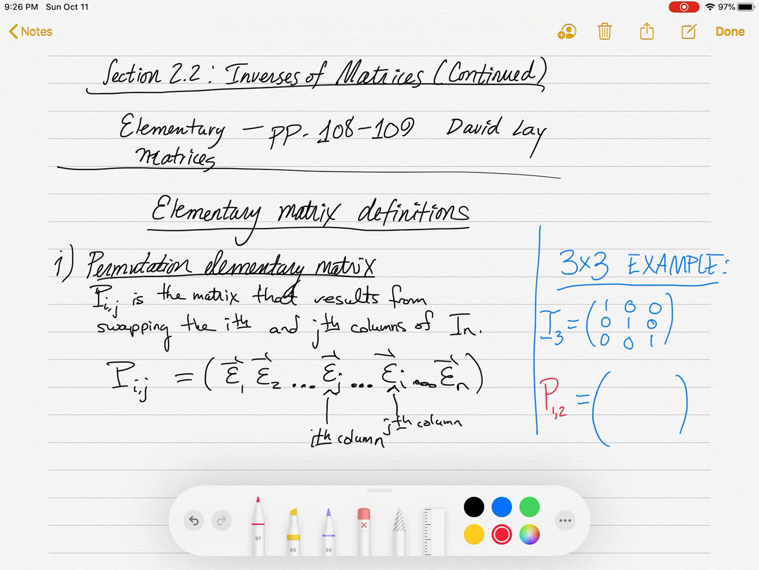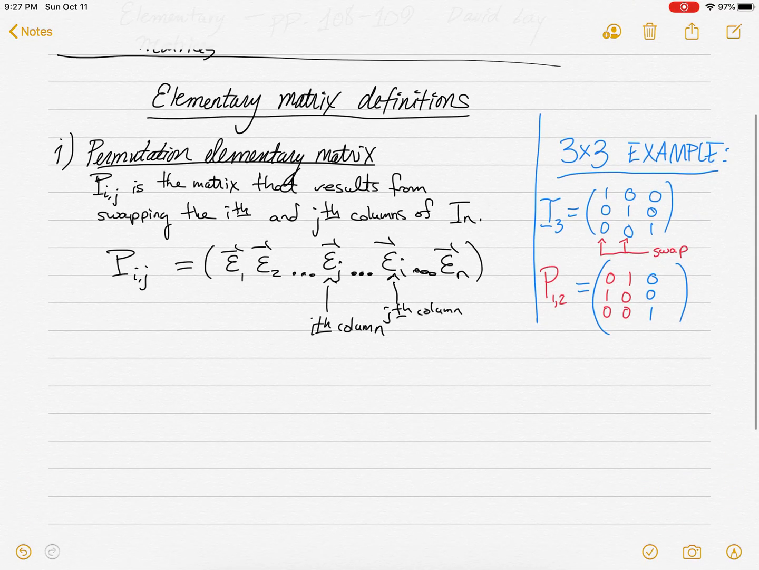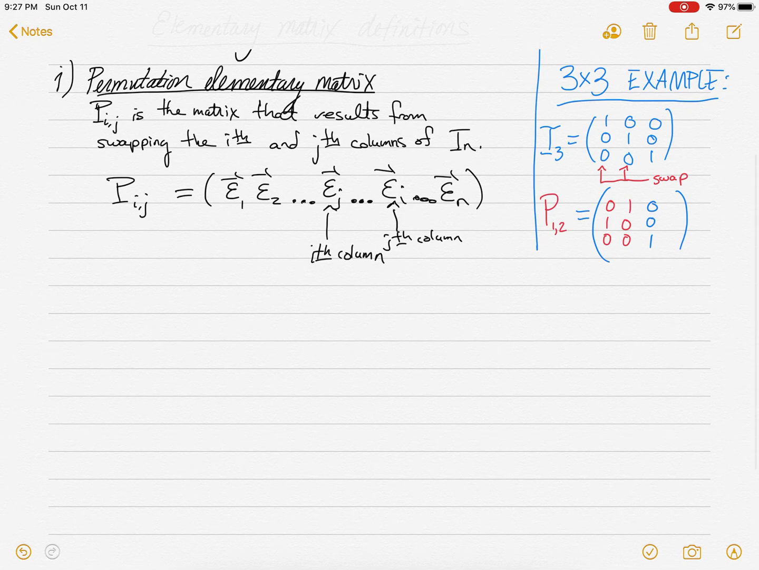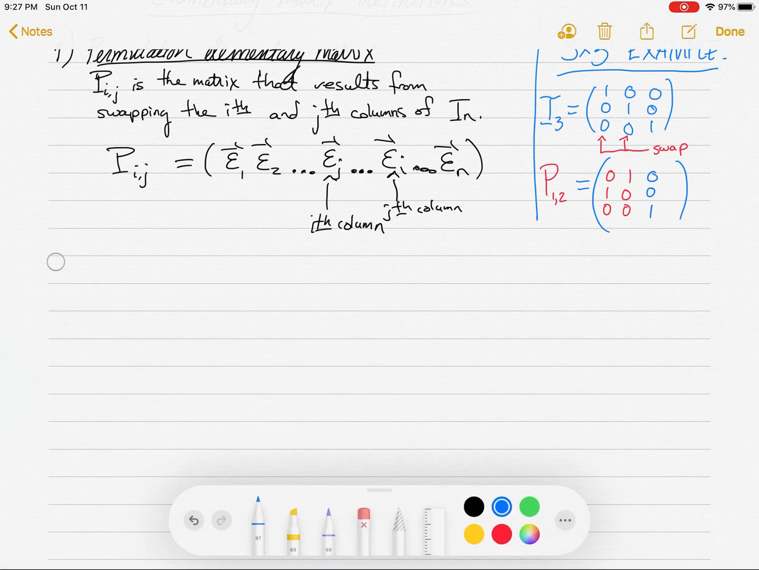Now we want to focus on a permutation matrix. Let's call it P sub 1, 2. What do you do with that? Basically, you keep the identity matrix except for the first column and the second column. We swap those 2 columns. So you're going to get 0, 1, 0 in the first column and 1, 0, 0 in the second column. And then the third column is going to stay the same, 0, 0, 1. So that's a typical permutation example.